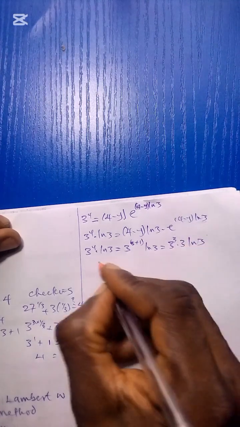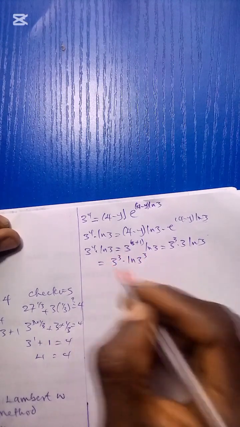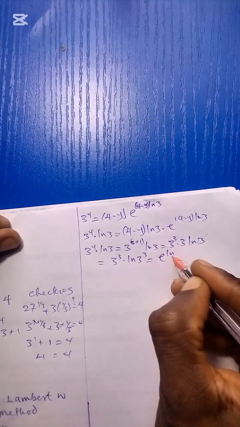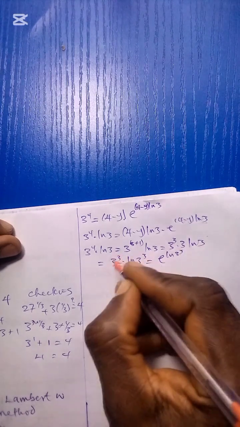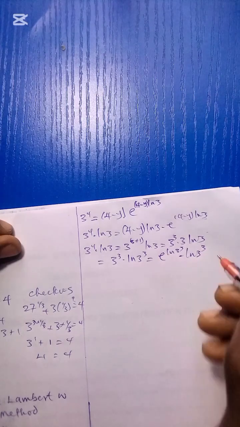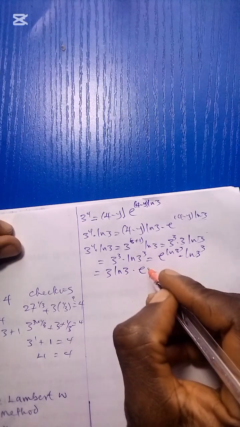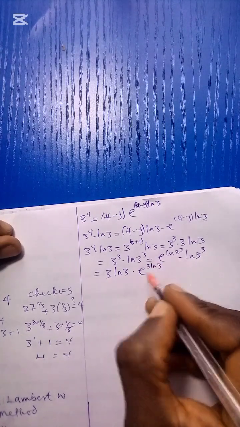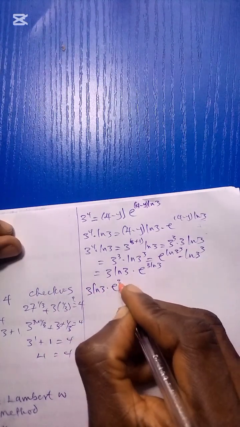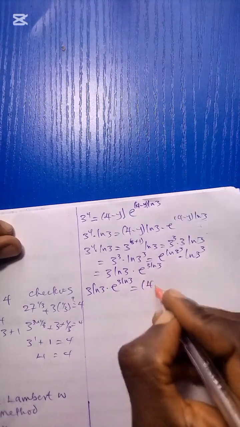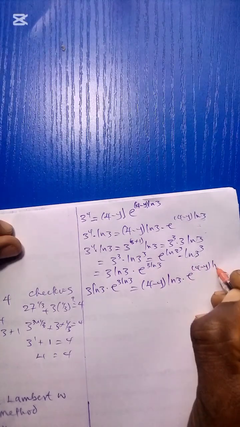Now we'll take this as the power. That becomes 3 to power 3 times ln 3 to power 3. Now let us also rewrite this one. Let us remember that e to power ln x is also x. Therefore, e to power ln 3 to power 3 is this, times ln 3 to power 3. So which is 3 ln 3 times e to power 3 ln 3. So we'll now equate this term to the right hand side. That becomes 3 ln 3 times e to power 3 ln 3 is equal to (4 minus y) ln 3 times e to power (4 minus y) ln 3.